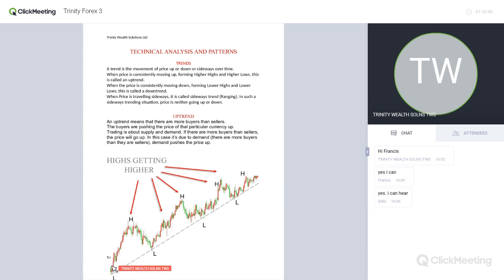So let's say the first pattern printed. We have the first low here. It makes a high. Then it makes a higher low. It makes a higher high. So those two highs and two lows already give you a pattern. The market is uptrending. The bulls are in control. So now you are waiting for an opportunity to buy. So you wait for the market to retrace, to come down.